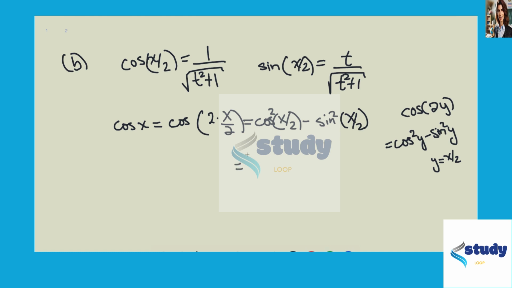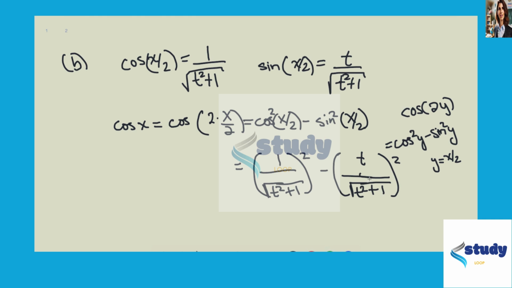And now using our formulas from part A, this is 1 over the radical of t squared plus 1, and that whole quantity is squared, minus sine of x over 2, and we'll also square this entire expression. And then we just go ahead and simplify. So we'll have 1 up top, minus t squared also on top. And when we square that radical, we just get t squared plus 1. And that's the formula that they wanted for cosine of x.